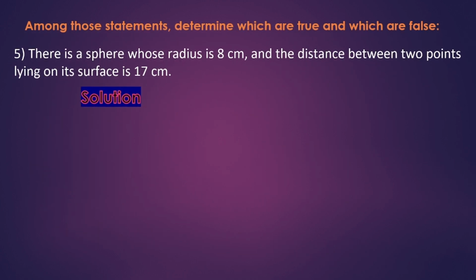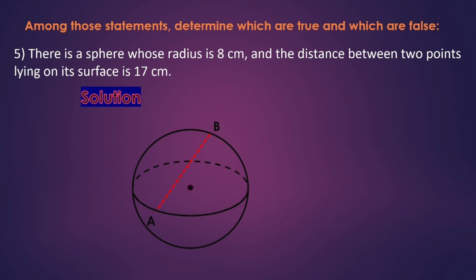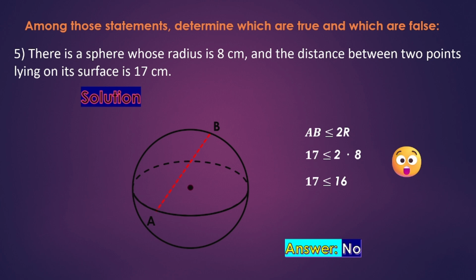Statement 5. There is a sphere whose radius is 8 centimeters, and the distance between 2 points lying on its surface is 17 centimeters. I have drawn a sphere and marked 2 points A and B on it. Suppose that AB is less than or equal to 2r. Instead of AB, I will substitute 17, and 8 instead of the radius. 2 times 8 equals 16, so we have that 17 is less than or equal to 16. This inequality is incorrect, so the answer is no.